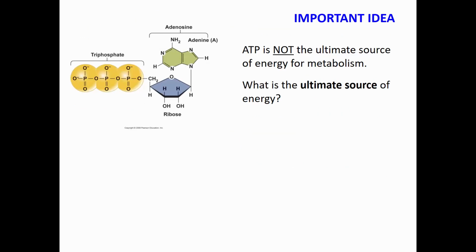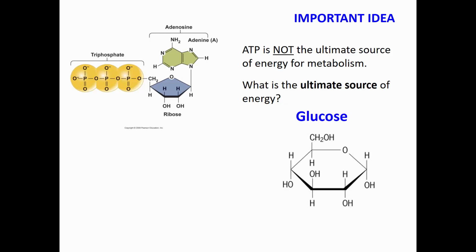So an important idea in metabolism is that ATP is not the ultimate source of energy for metabolism. Basically, ATP, again, is just an energy storage molecule. The ultimate source of energy is actually glucose. Glucose is the preferred source, and glucose is the source that will enter into glycolysis. With glycolysis, if we break down the word, it just means breaking down sugar. And in this case, we're going to break down glucose.